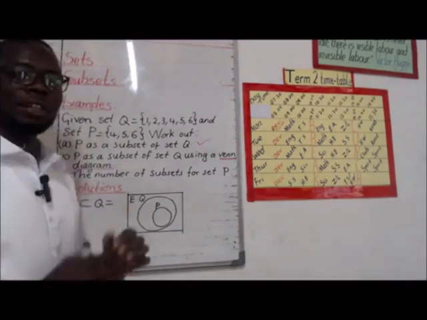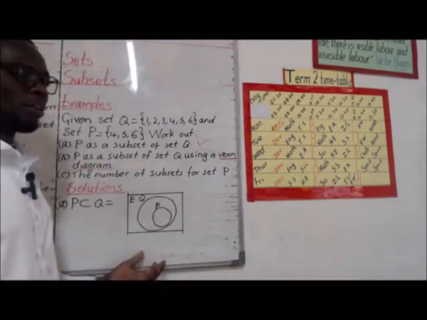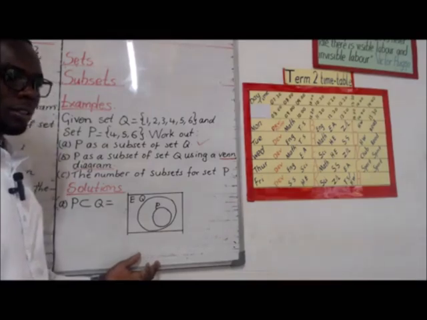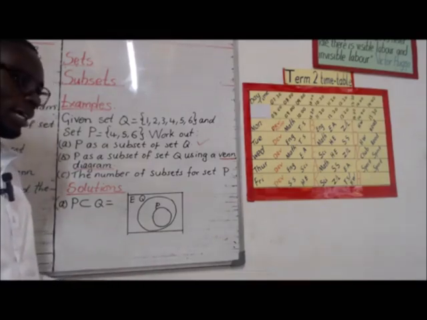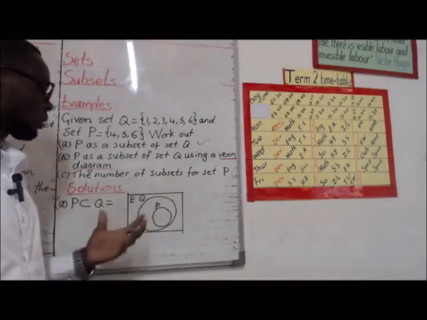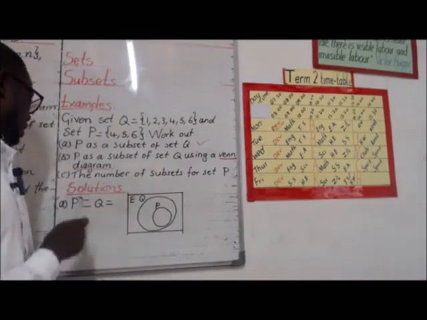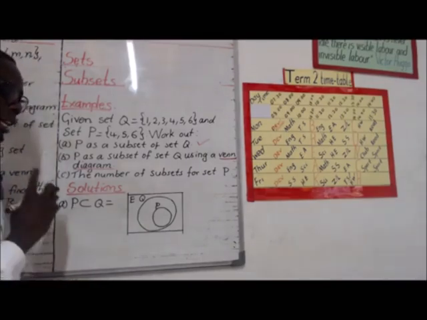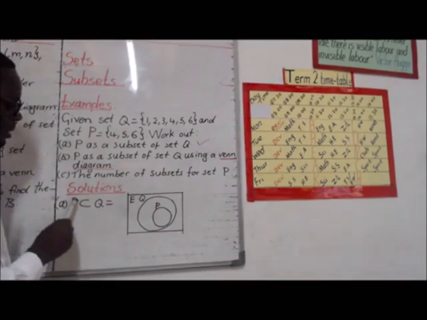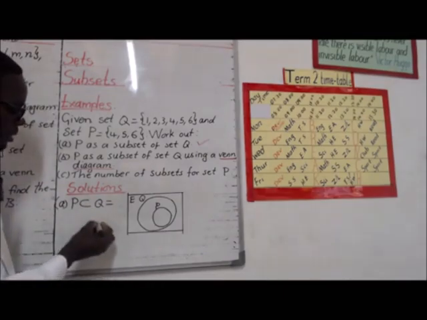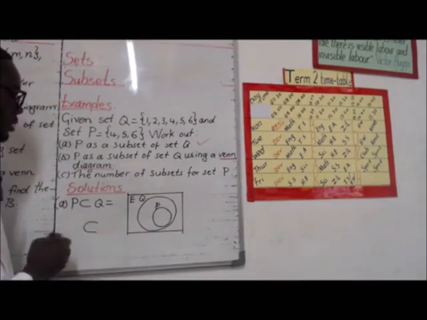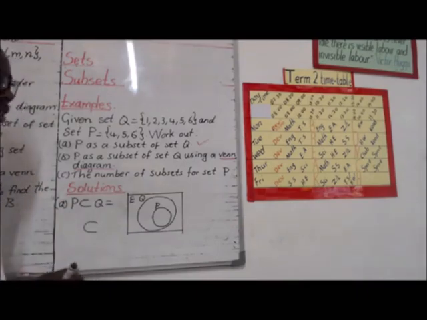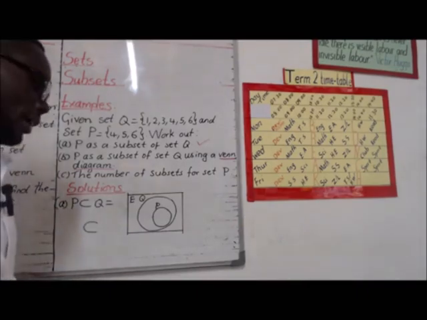Okay, I've done something interesting here on my board. Now what I've done on my board is, this is the symbol for subset. I think we looked at it in the last video. The symbol for subset is simply a monster C, which is what I have used here.